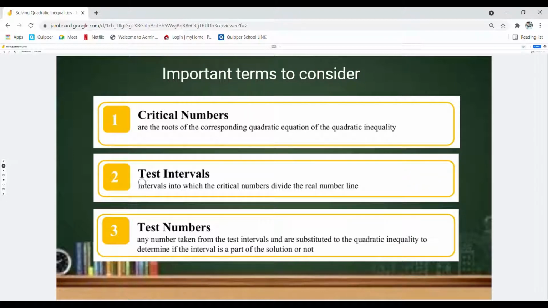Next is test intervals. What are test intervals? Test intervals are the intervals into which the critical numbers divide the real number line into sections, and you will see how to write those intervals later on. And third, the test numbers, which others call test points. Any number taken from a test interval is substituted into the quadratic inequality to determine if the interval is a part of the solution or not, because we'll be choosing the intervals as the solution, so you will find out later.